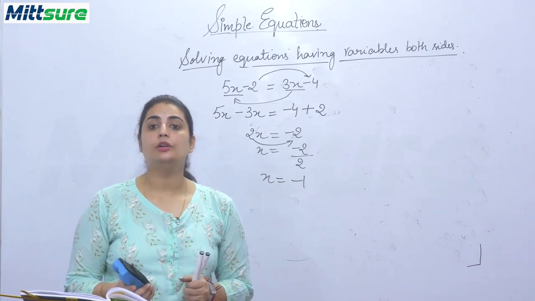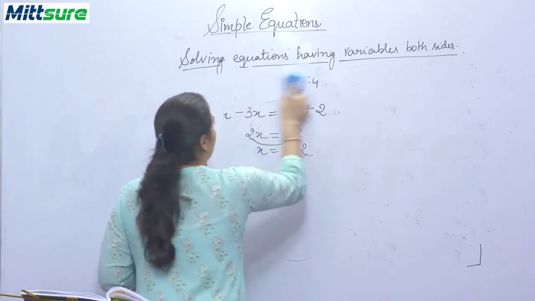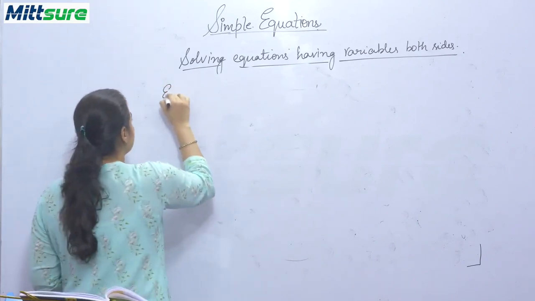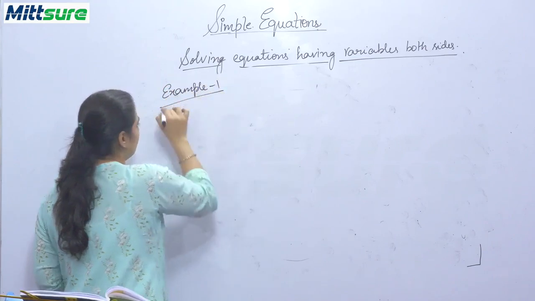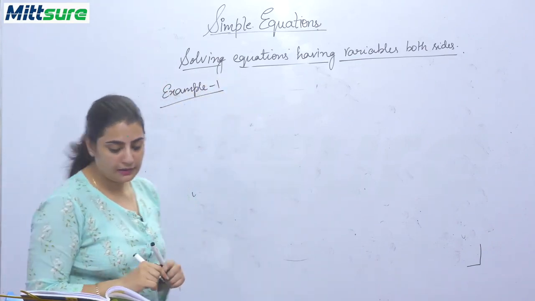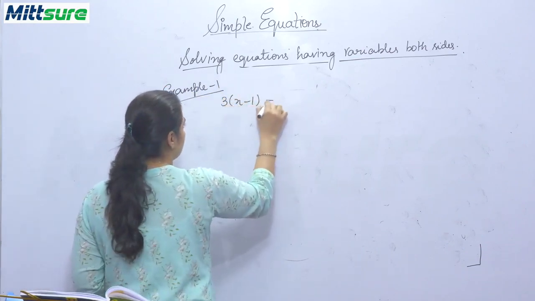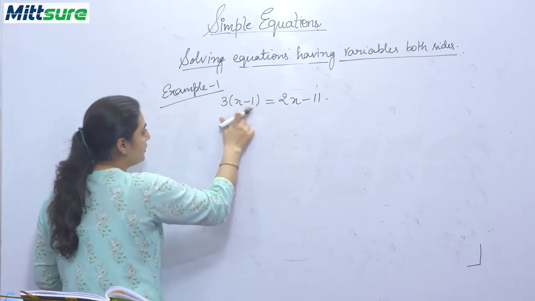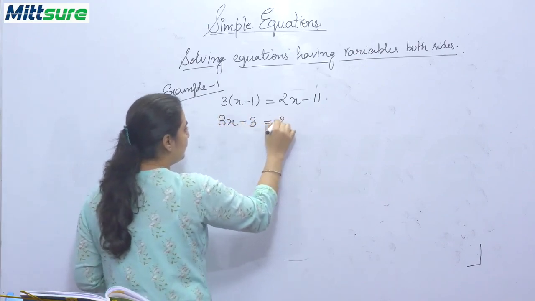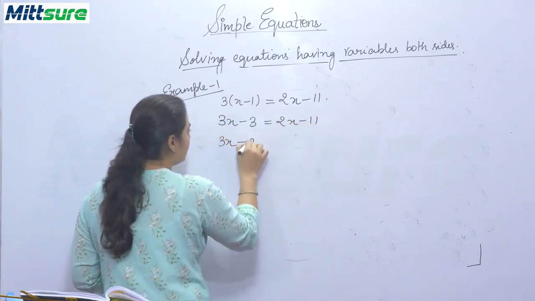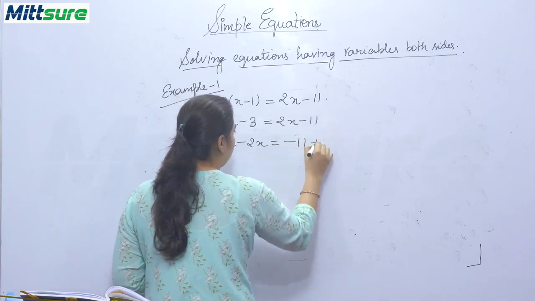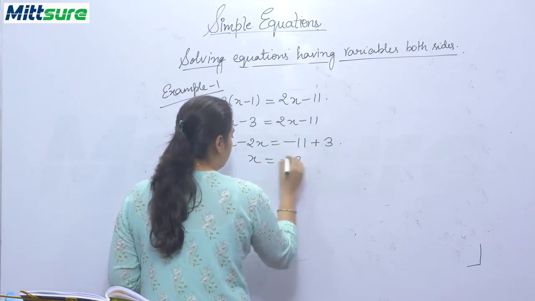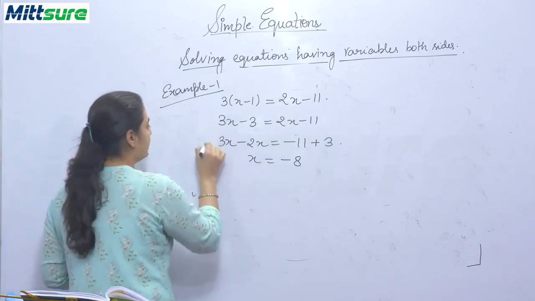Example 1, that is 3(x minus 1) equals to 2x minus 11, and we will be checking the result also. Now first we will solve the brackets. 3x minus 3 equals to 2x minus 11. 3x minus 2x equals to minus 11 plus 3. x is equal to minus 8. Now I have got the value of x as minus 8.